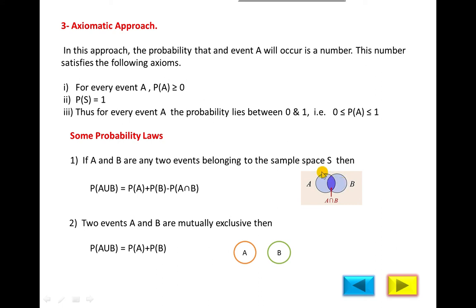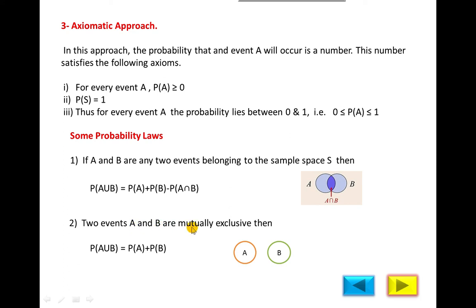But in probability, if you calculate the probability of A plus the probability of B, this area occurs two times. First time in the probability of A, second time in the probability of B. So we subtract one time the probability of A intersection B, same as the union. You know that if any member is common, we write it only one time.